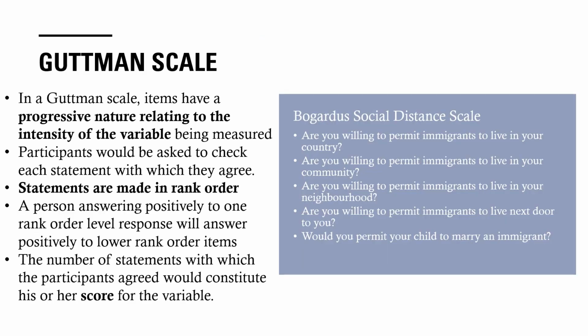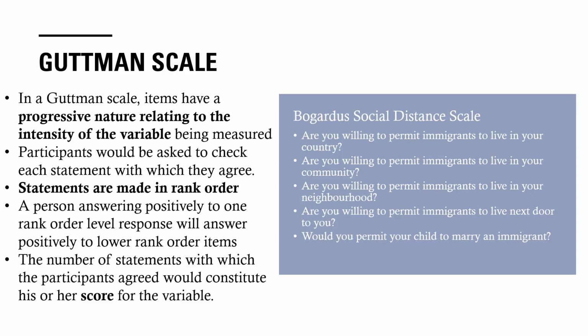Another example of a scale where two or more items can be used to assess a single variable is the Guttman scale. In Guttman scaling, items have a progressive nature relating to the intensity of the variable being measured. Participants would be asked to check each statement with which they agree. Now, an example of a Guttman scale is the Bogardus social distance scale.